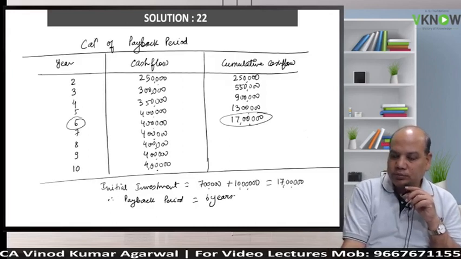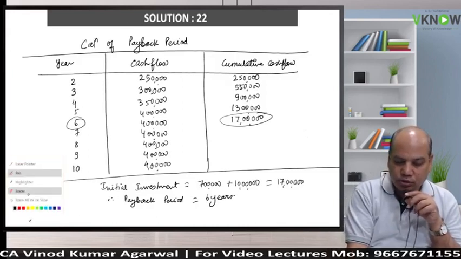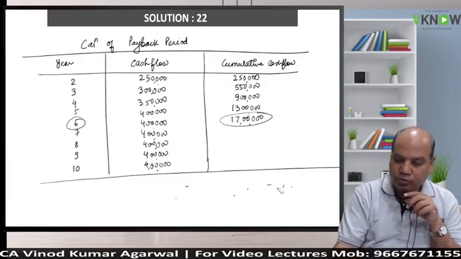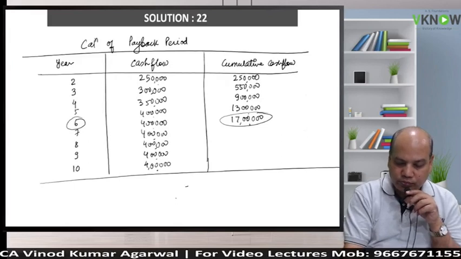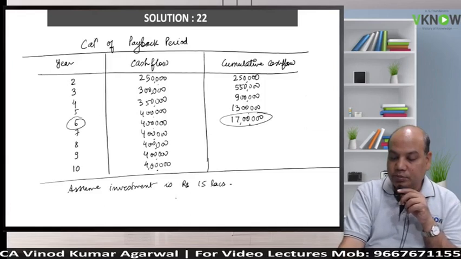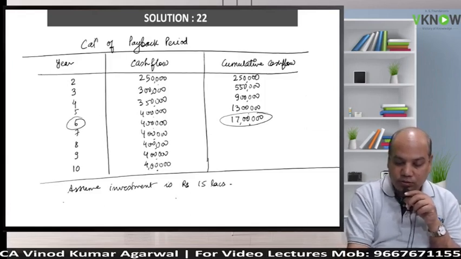Up to this you have done. Just one more thing I need to tell you. You have written payback period 6 years. Now write below, assume initial investment is rupees 15 lakhs. Suppose initial investment is 15 lakh. Now what will be your payback period? So this I wanted to explain.